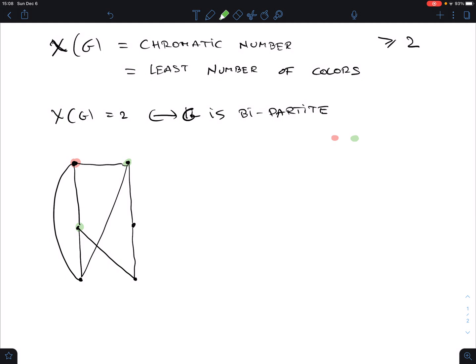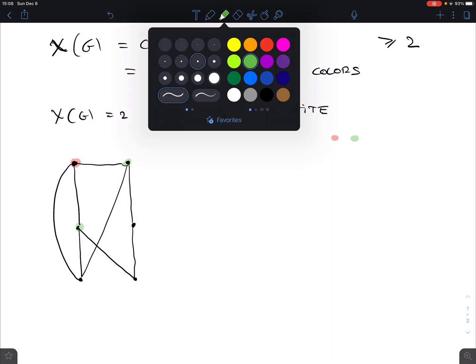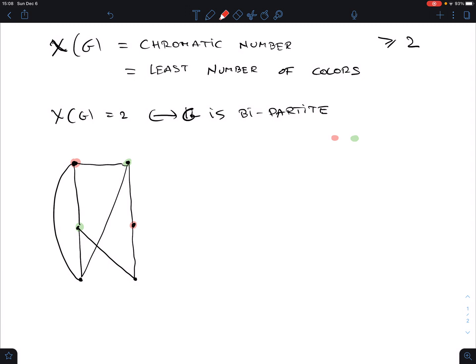Okay, what's the next color? The next one would be this guy, and I can use my first color. I can make it red. Okay, so make it red. Okay, going down to the bottom, to the left, what can I do here?